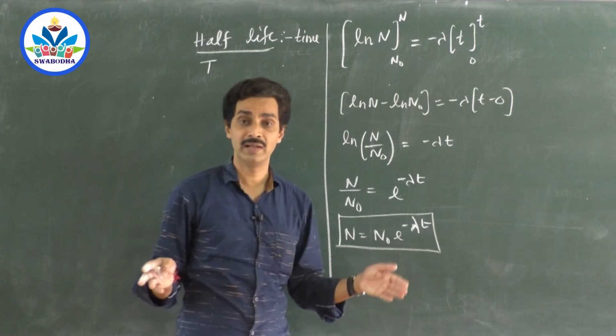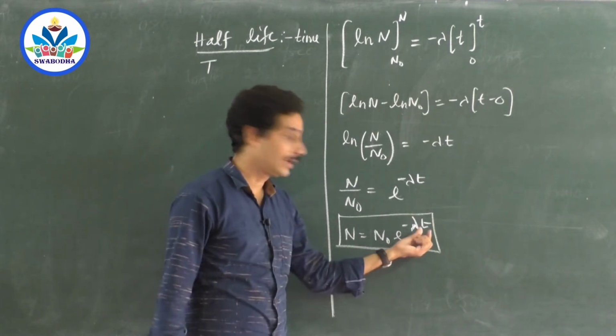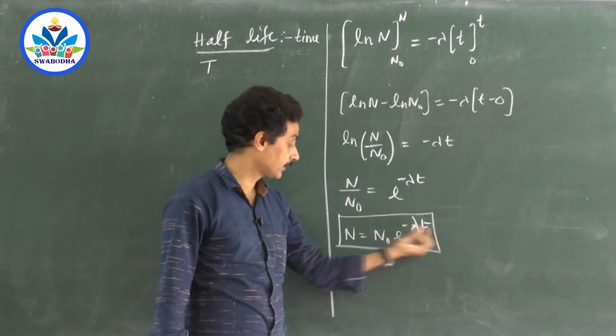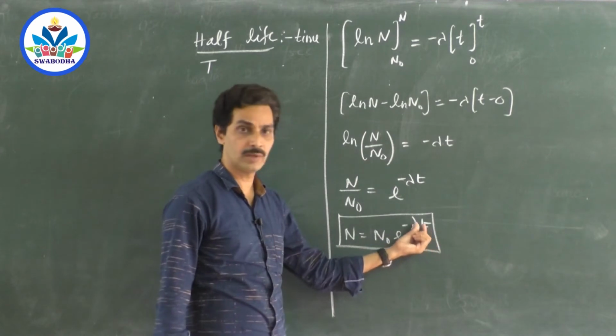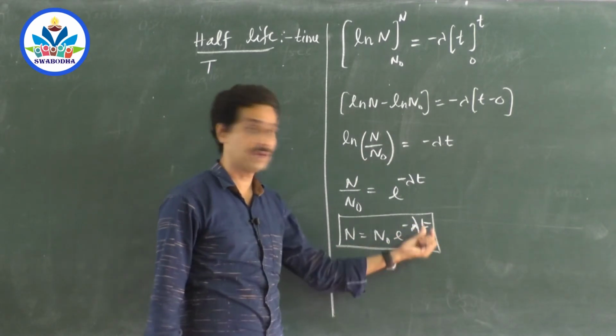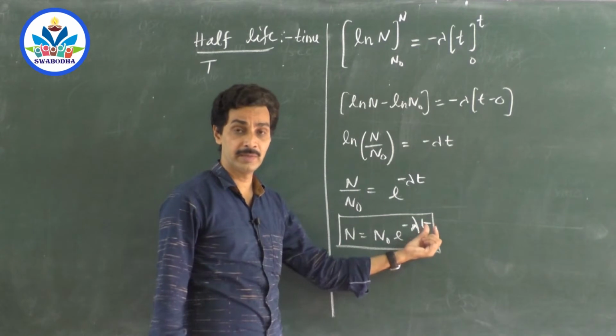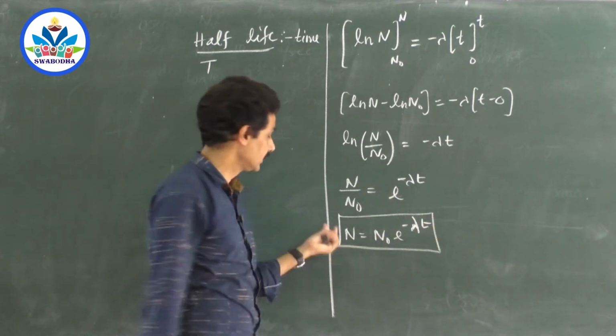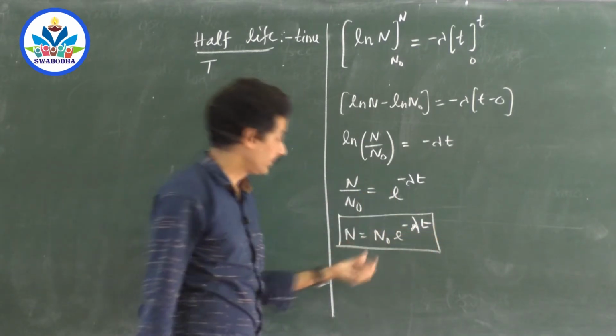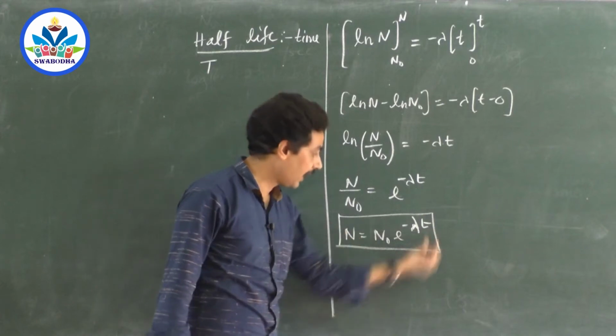If half-life is 1 day, how many atoms will be remaining after 1/4 of the day? How many atoms will remain after 1 hour? How many atoms will remain after 6 hours? So you can use this formula for any time, finding the number of atoms in the sample after any time.